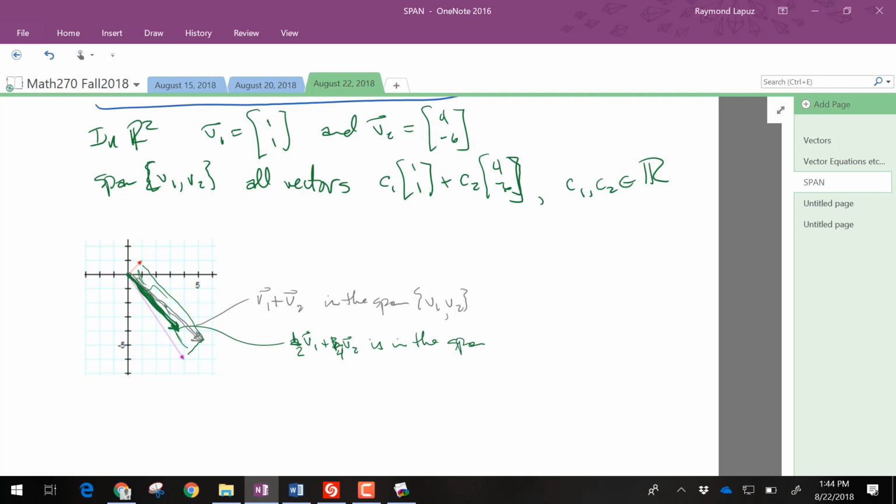We can have negative scalars also, right? Oh, and we can have numbers bigger than 1. So if we restrict our scalars, our weights, to be between 0 and 1, then we're stuck within that parallelogram. If we go negative, then we're looking at these vectors here. If we go bigger than 1, then we're looking at these other ones.